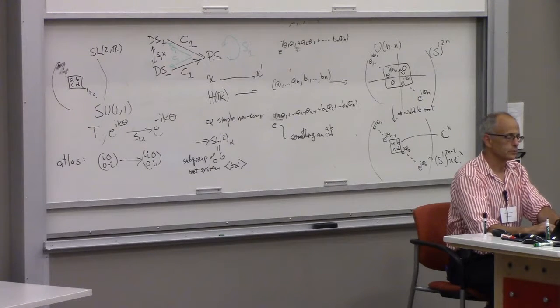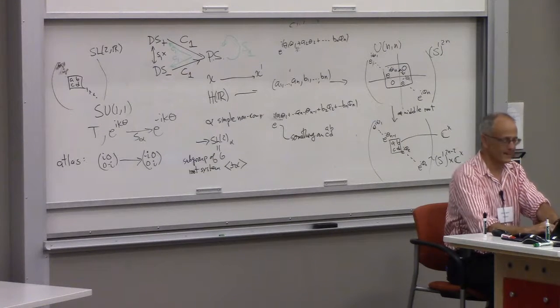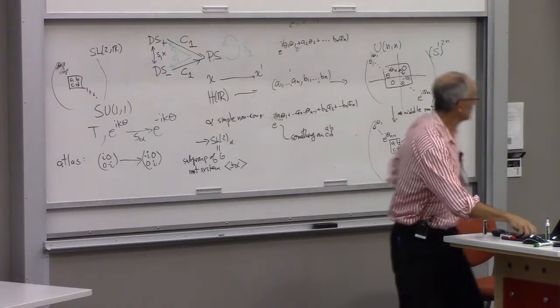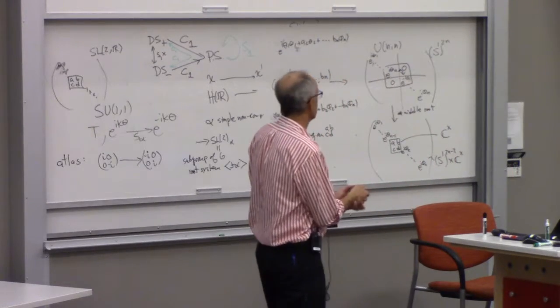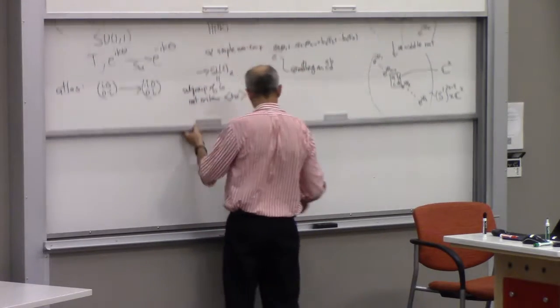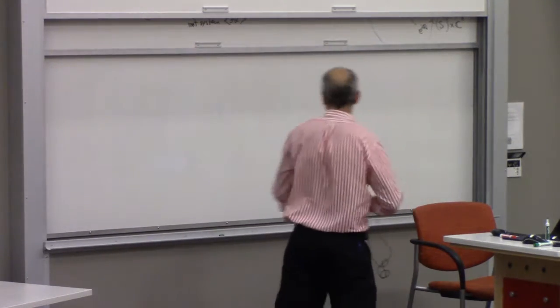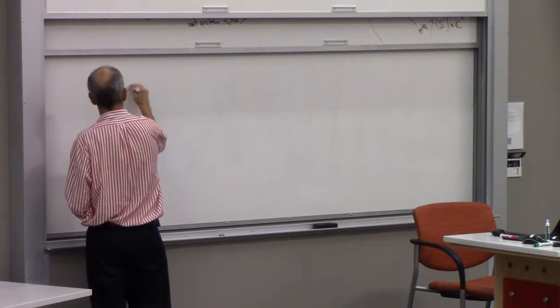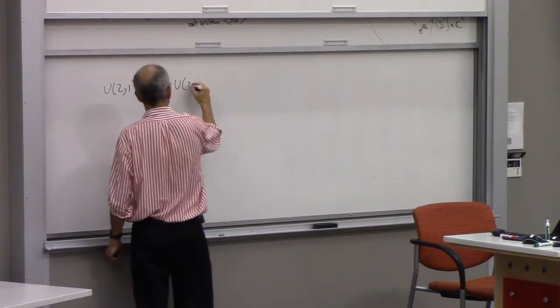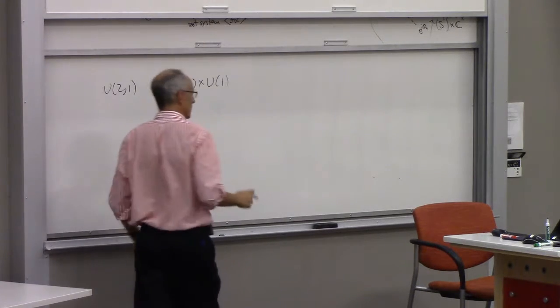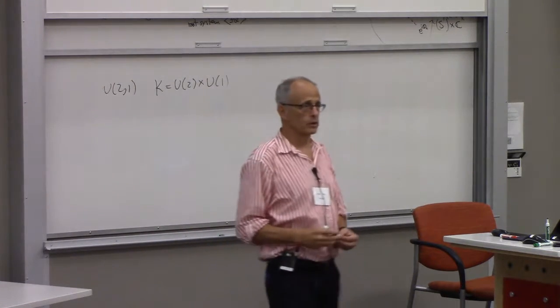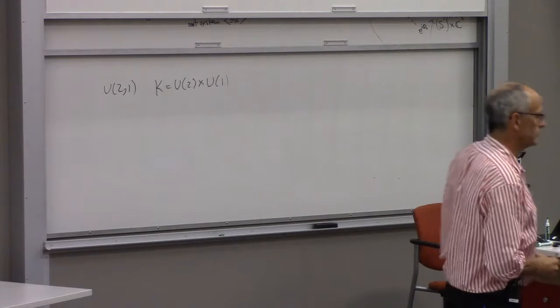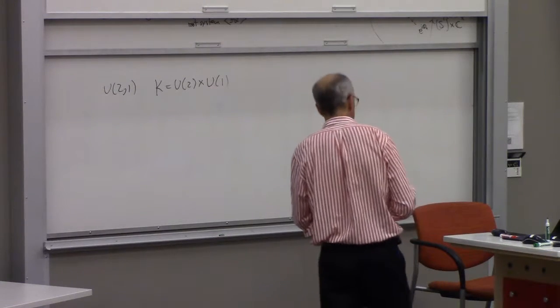Okay, so here's what we do. We do lowest K type of B bracket 0, B bracket 1. So the group here is U(2,1), and K is equal to U(2) cross U(1). And there's a question of getting the right coordinates. Annegret is going to talk about this another day, so I don't want to belabor it, but let's just say we figured it out.